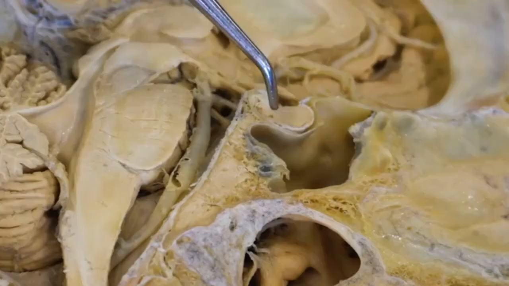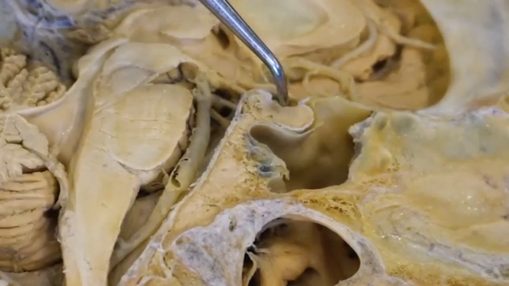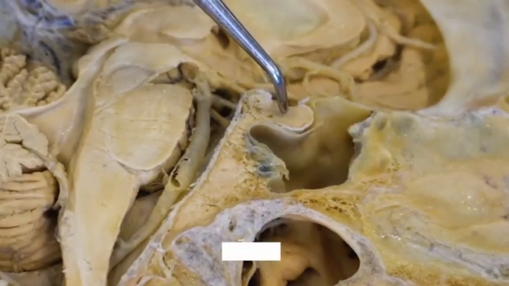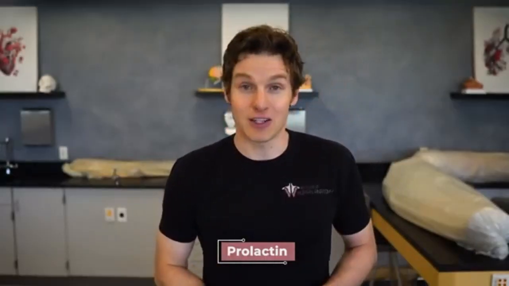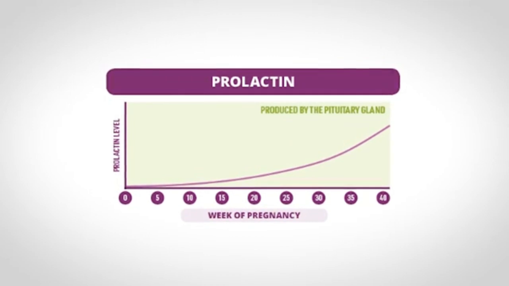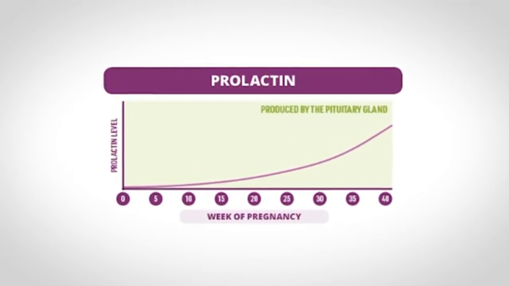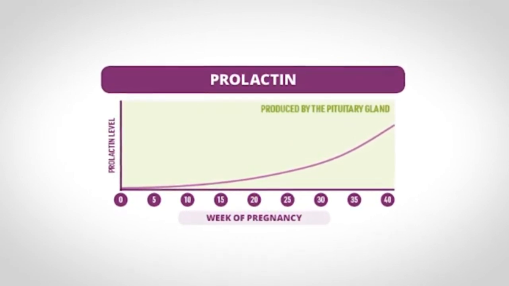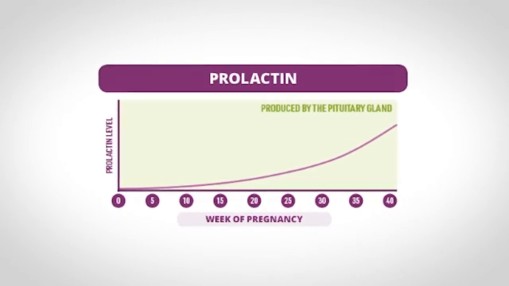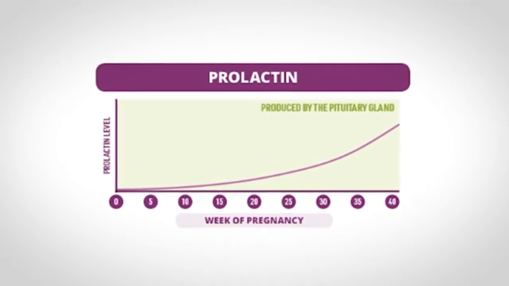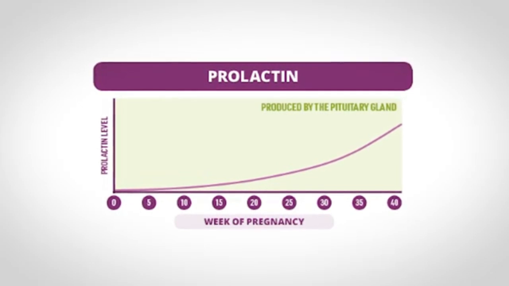And specifically, the anterior portion of the pituitary gland will release a hormone called prolactin. And as that name implies, prolactin will stimulate lactation. The prolactin levels will steadily rise from about the 5th week of pregnancy until birth, by which time the prolactin levels have risen by about 10 to 20 times that of the normal prolactin levels seen in a non-pregnant female.